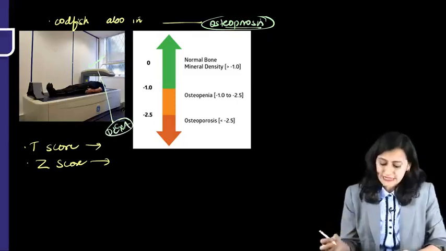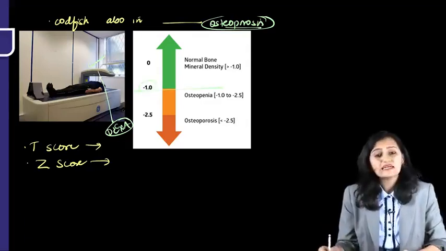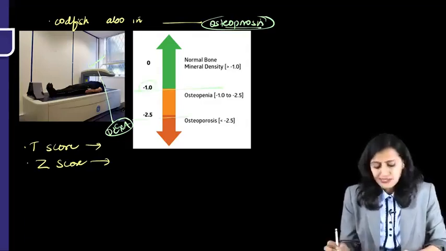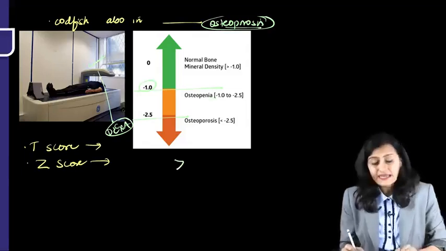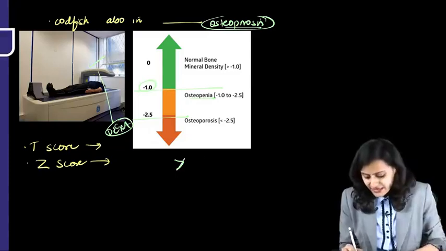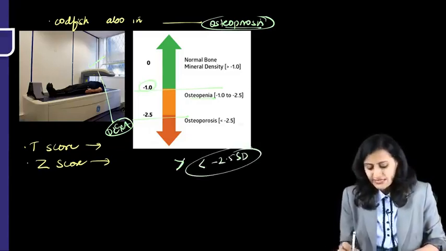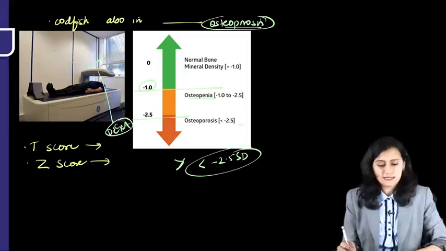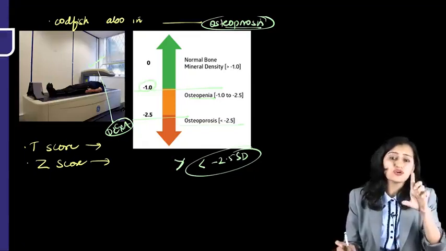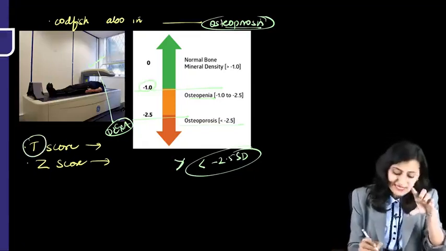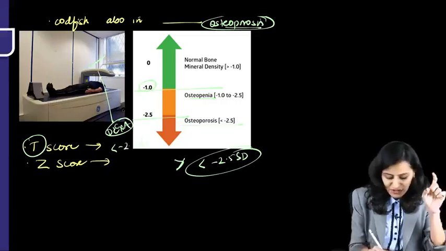And here the bone mineral density according to WHO, normal is up to -1 standard deviation. -1 to -2.5 is osteopenia, and when the decrease is even more than -2.5 standard deviations, then it is osteoporosis. Now, what is the T score and what is the Z score? So according to WHO, osteoporosis is defined as T score less than -2.5 standard deviation.